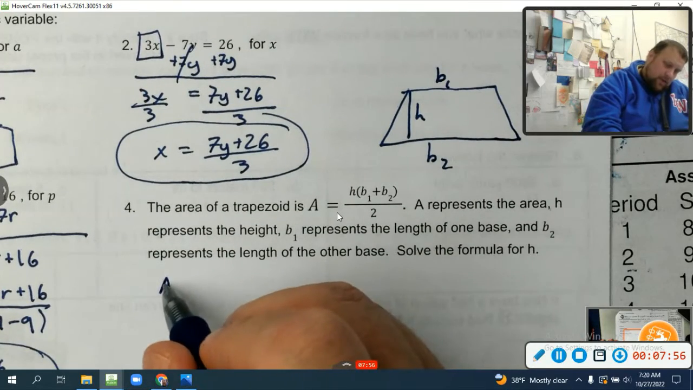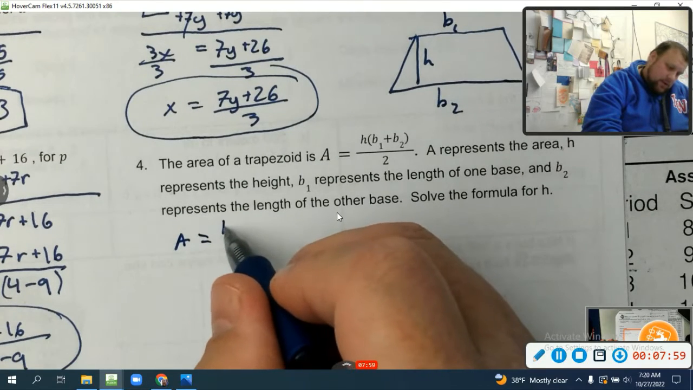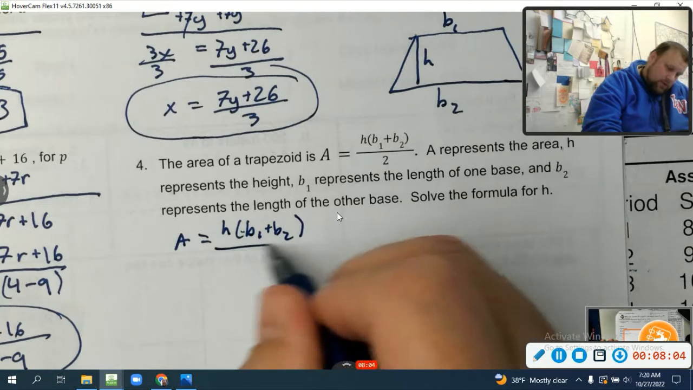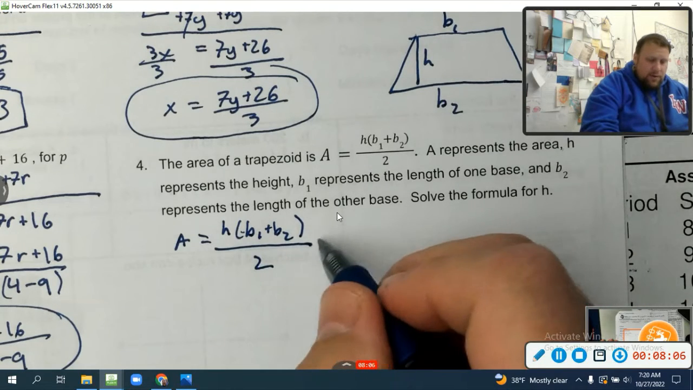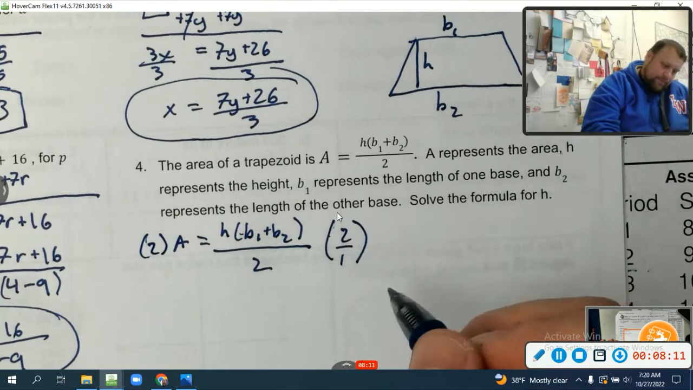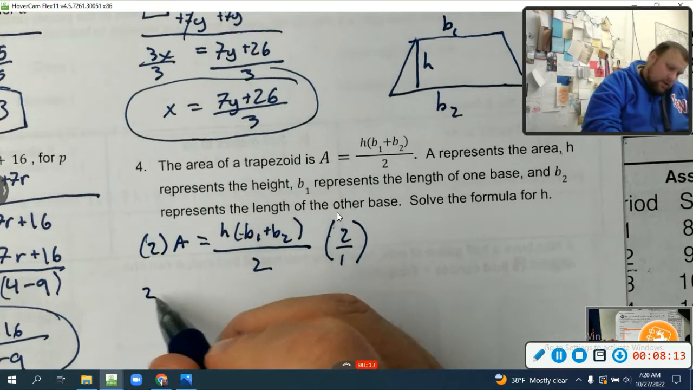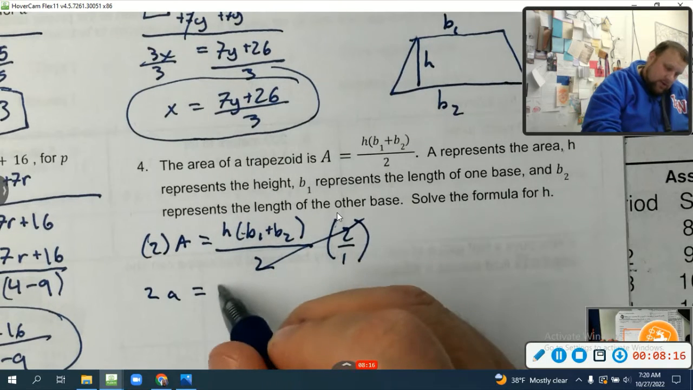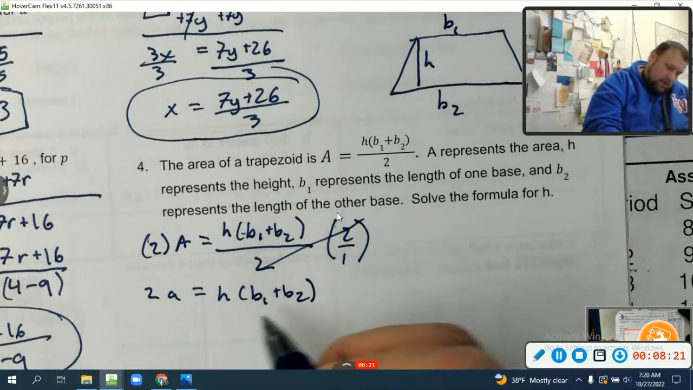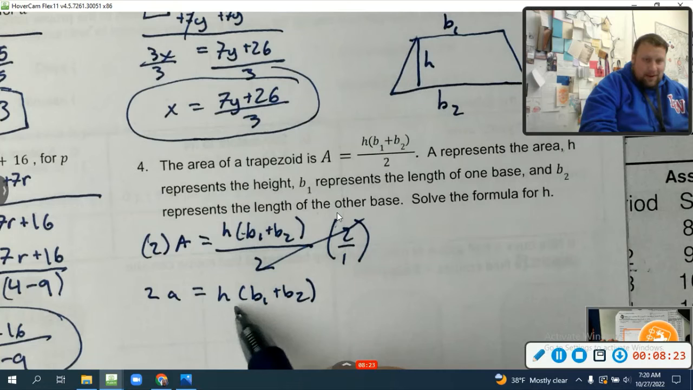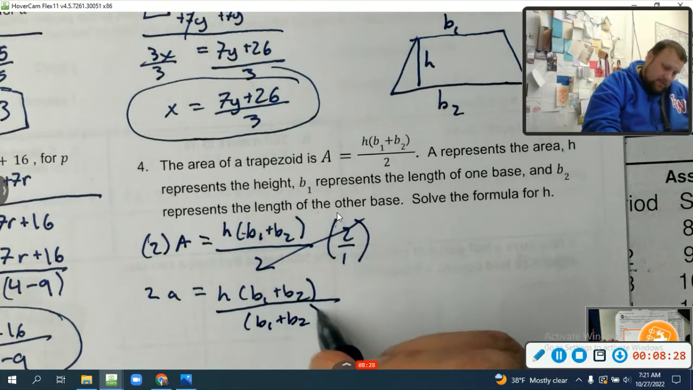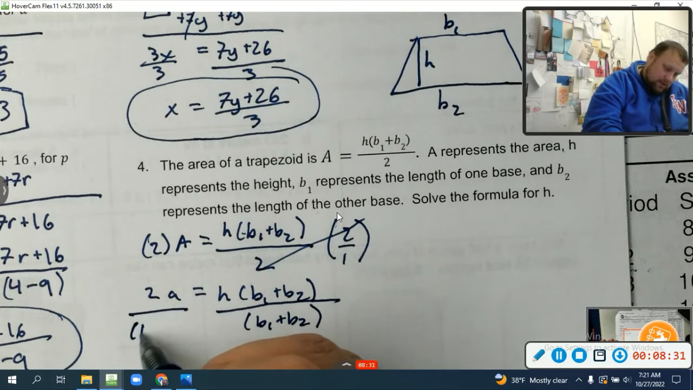Okay? So if A equals height times base 1 plus base 2 all over 2, use the last one as your guide. First thing I'm going to do is multiply both sides by 2. You can put it over 1. Don't need 2 over here. And I end up with what? 2a equals, those cross out, so height times base 1 plus base 2. Boom. And then, just like in the last one, I want to get height by itself, so I'm just going to divide by base 1 plus base 2. That's it. This one was much easier.